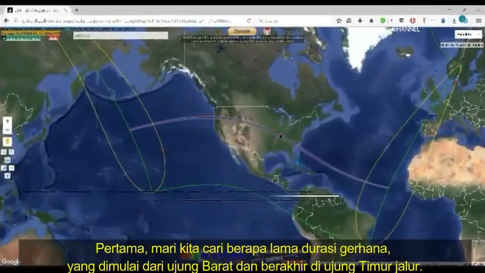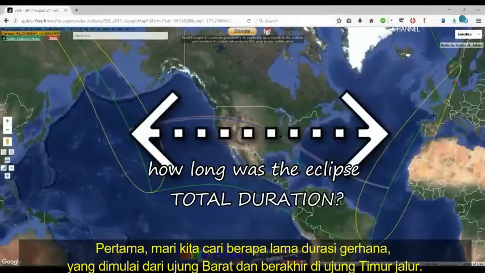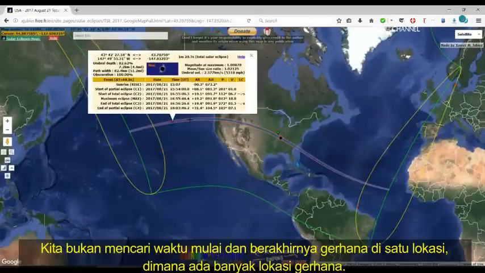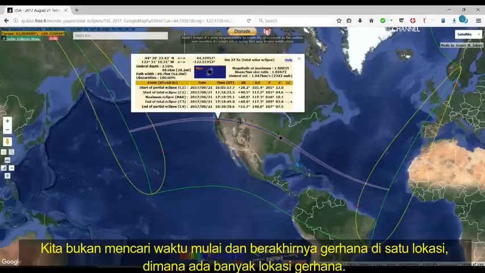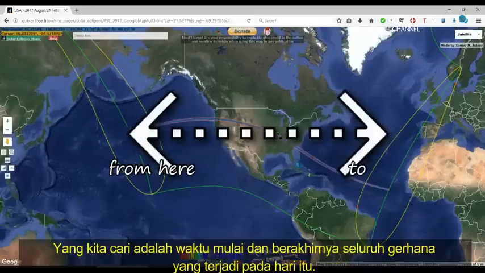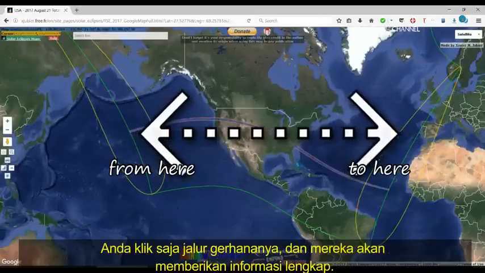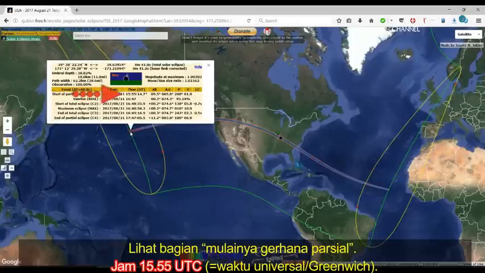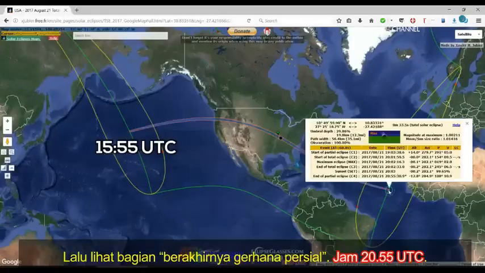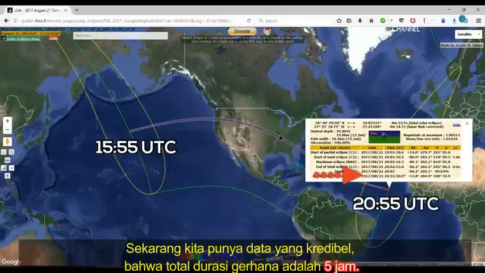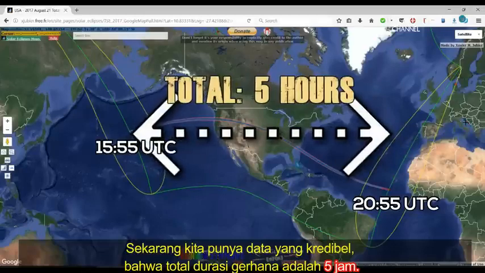First, let's find out the eclipse duration that began at the far west and ended at the far east. We're not looking for the eclipse beginning and ending in one location, as there are so many locations. What we're looking at is the beginning and ending of the whole eclipse that happened on that day. You just click the path and they give you complete information. See, the start of partial eclipse is 1555 UTC. Then the end of partial eclipse is 2055 UTC. Now we have credible data that the total eclipse duration is 5 hours.